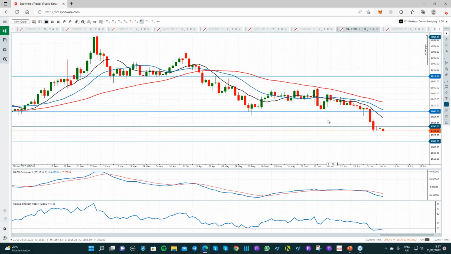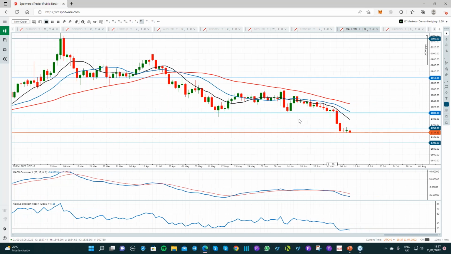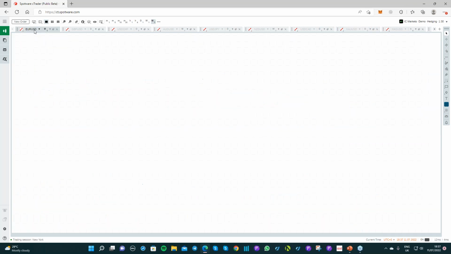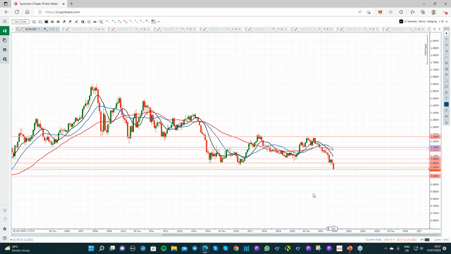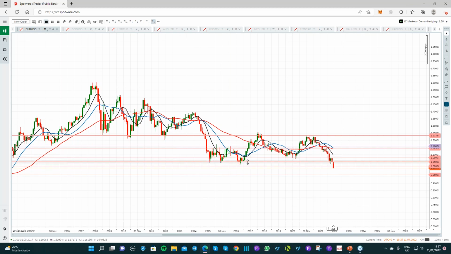So let's see if I can think of an example of another level that's just broken, maybe euro dollar. So euro dollar here, there was a strong horizontal level of support around 1.05. That was a strong level of support, which initially held just here, but it has just today really broken through.